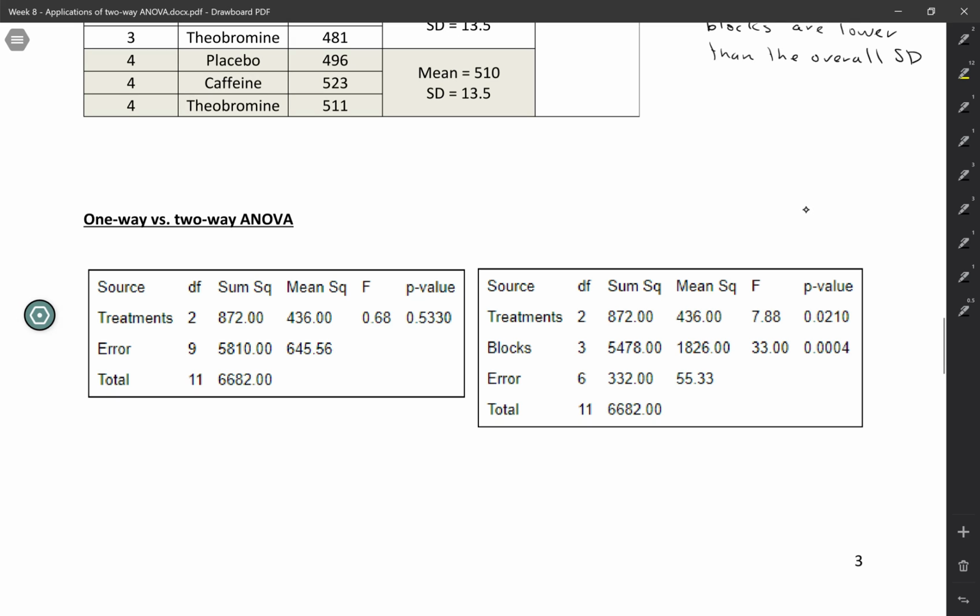So this is just looking at the 3 different stimulants before adjusting for blocks. So if you basically just ignored the blocks altogether and just analyzed this as a one-way ANOVA, this is the table that you would get.